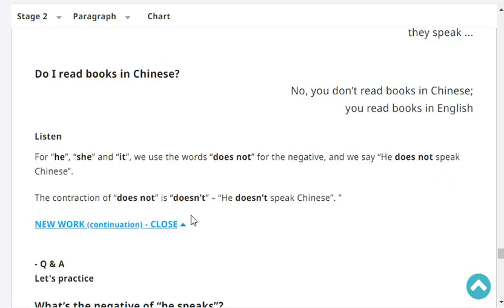Okay, next. Again, for the pronouns he, she, and it, we use the words does not. Okay, for positive, we use does, right? For negative, we add not, does not.